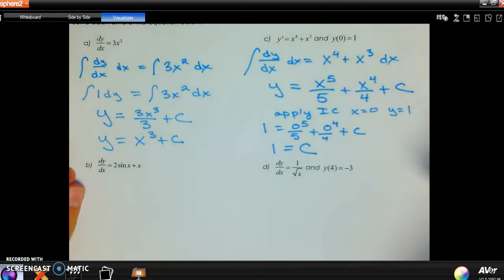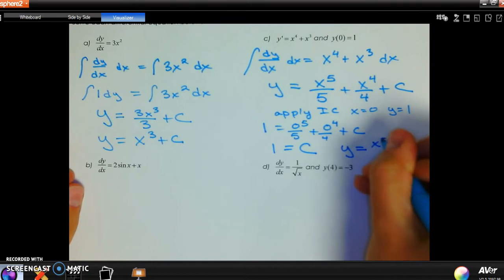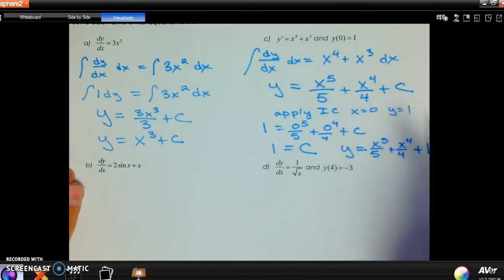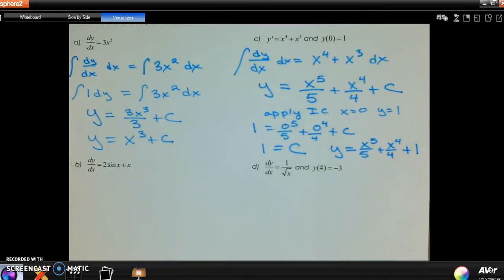If you want to solve the differential equation, you need to go back and say y equals x to the 5th over 5 plus x to the 4th over 4 plus 1. So basically you have to take this one and plug it back into that general solution to get your answer there. So that's what you do if there is an initial condition.